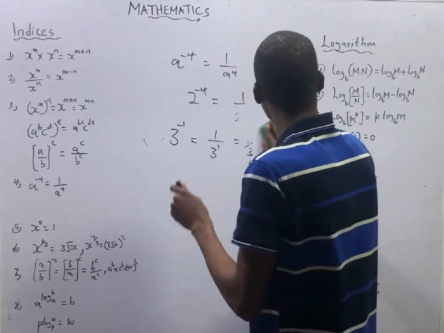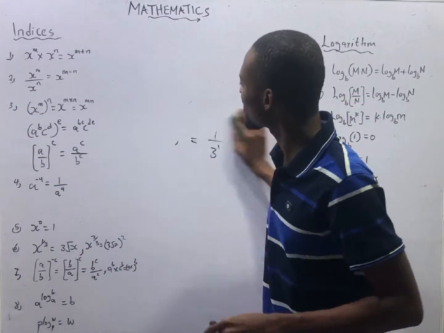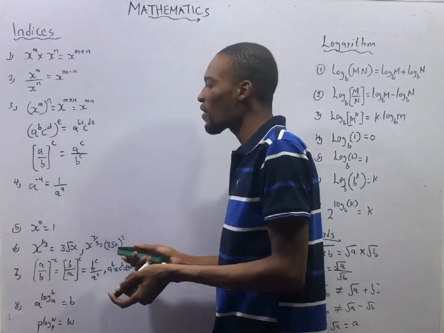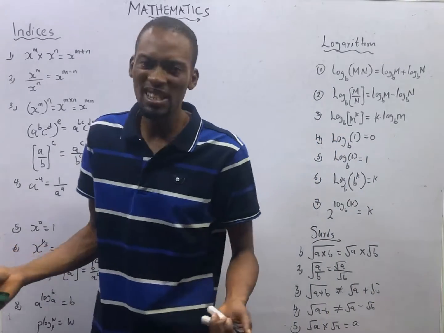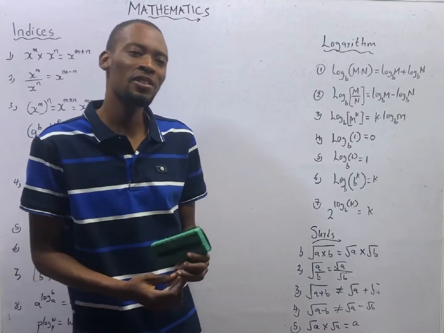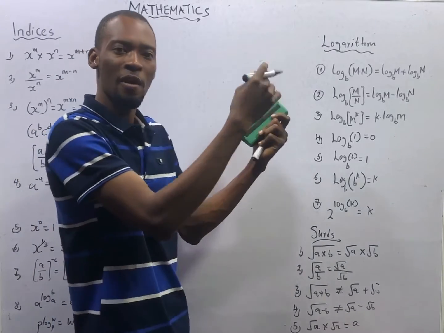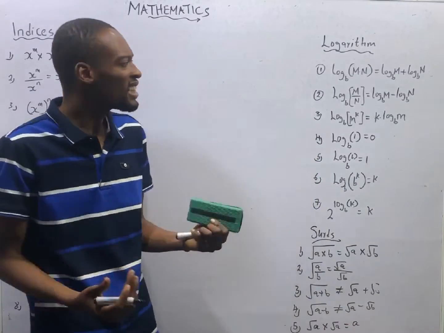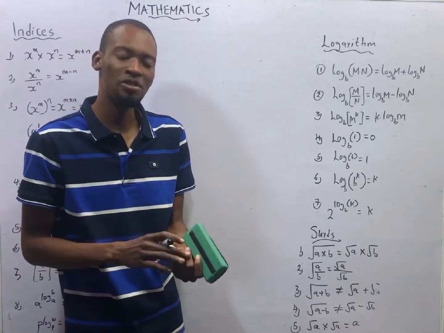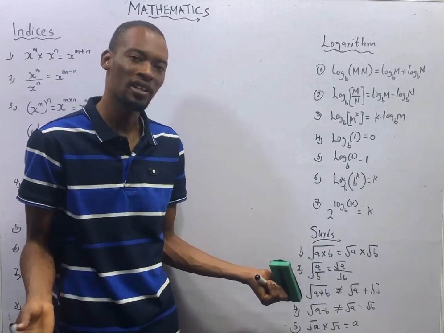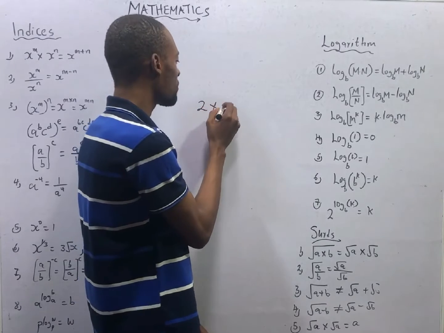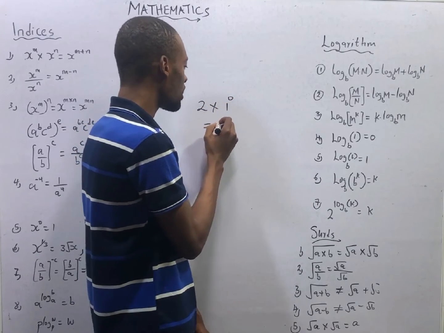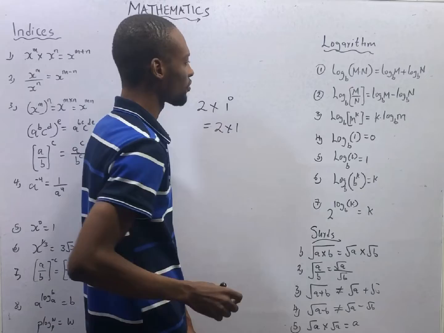Any meaningful number raised to the power of 0, the answer is 1. Anytime you have a meaningful number that is raised to the power of 0, it is 1. So 2 times 1 raised to the power of 0 is the same thing as 2 times 1.